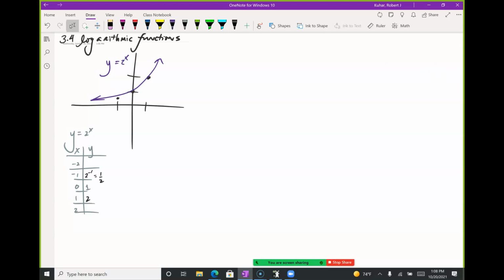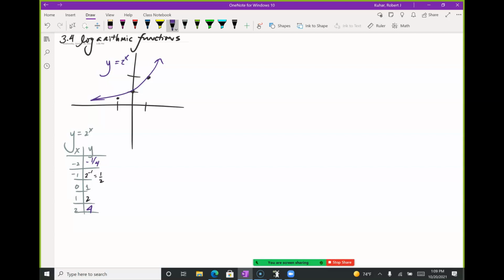How are we doing here? We okay? Notice what's happening to the y values, right? What am I doing from one y value to the next? Well, yeah, multiplying by the same number, right? Multiplying, right? 2 times 1 is 2. 2 times 2 is 4. 2 times 1/2 is 1, right?